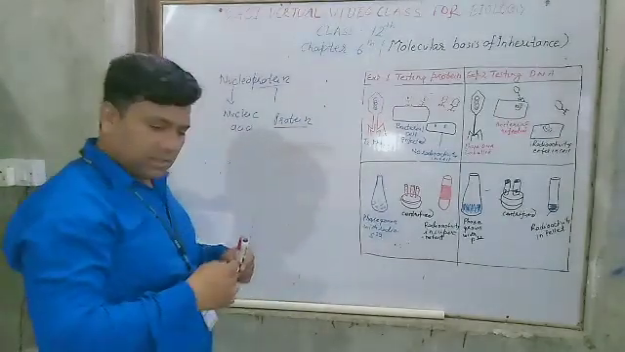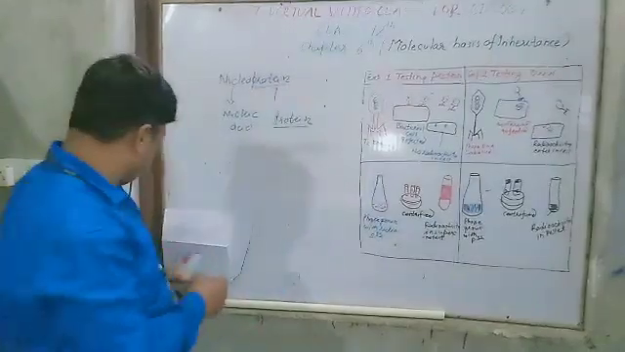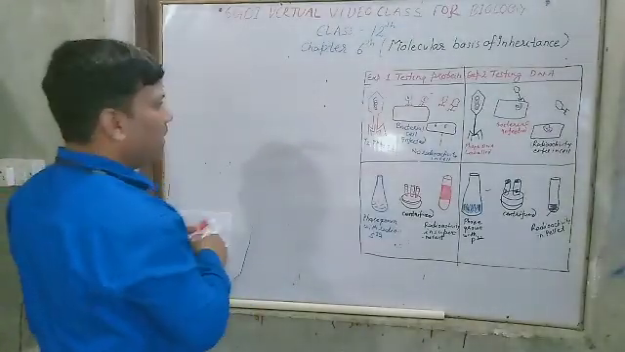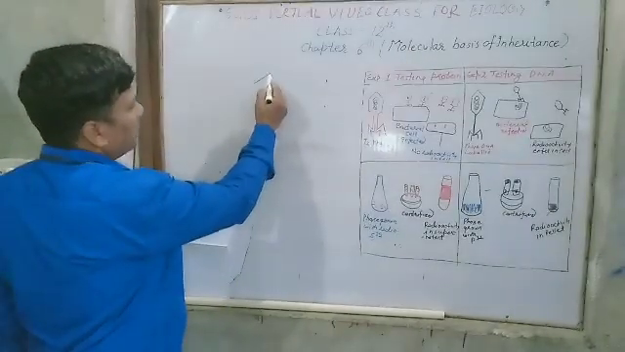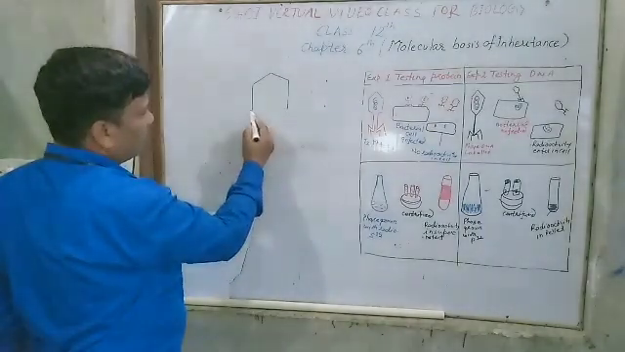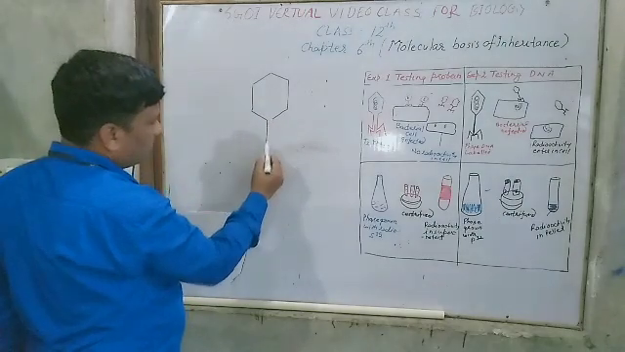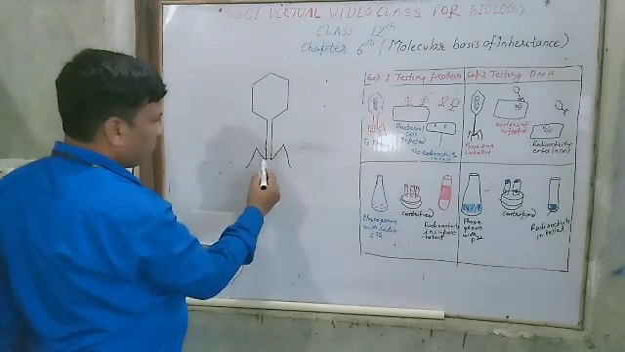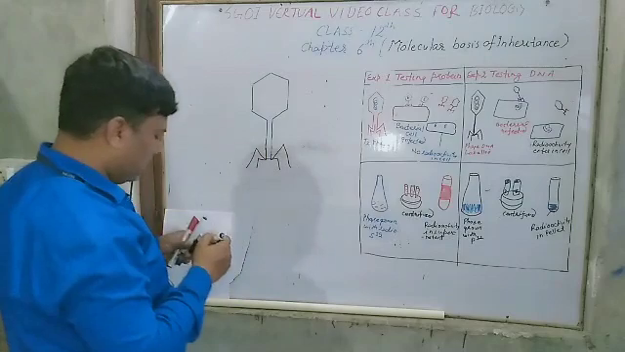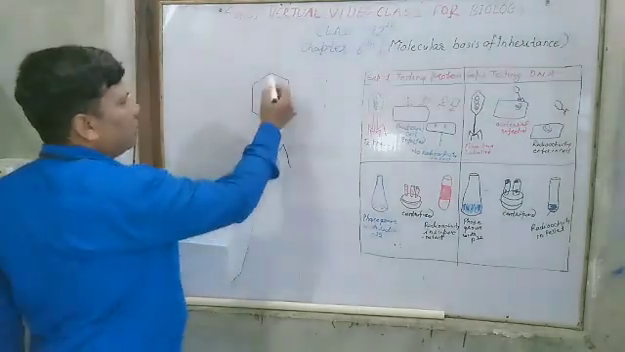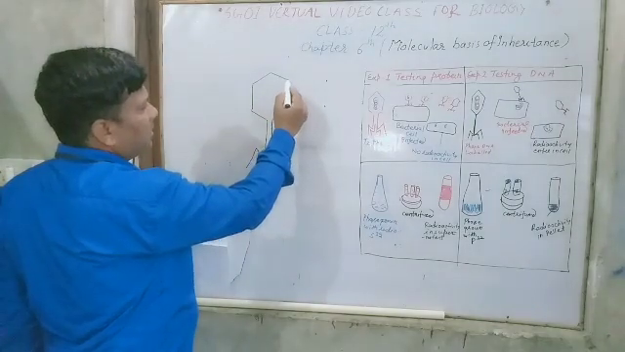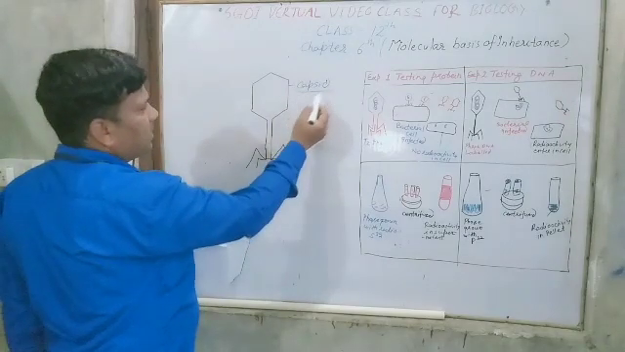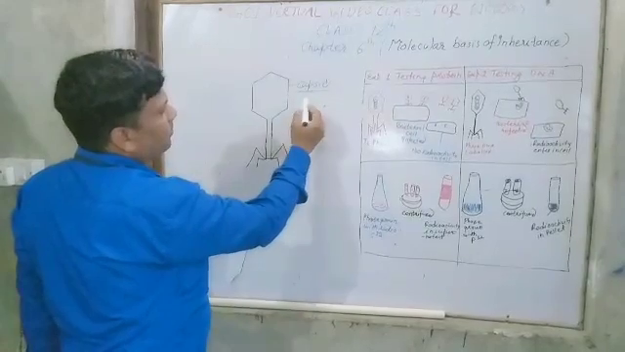To understand the Hershey and Chase experiment, it is very important that you know about the bacteriophage virus. The structure of a bacteriophage virus is like this. The outermost structure is called the capsid, and this capsid is chemically made up of protein.